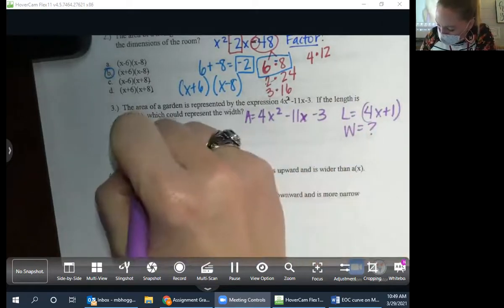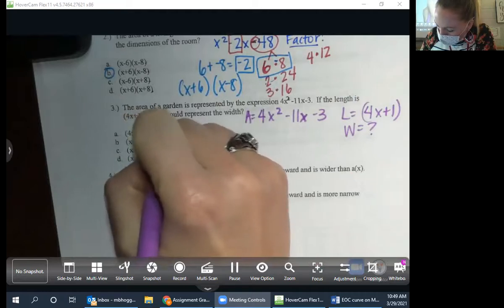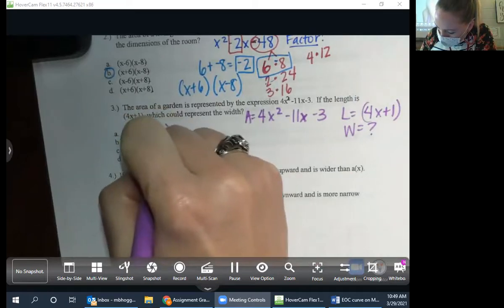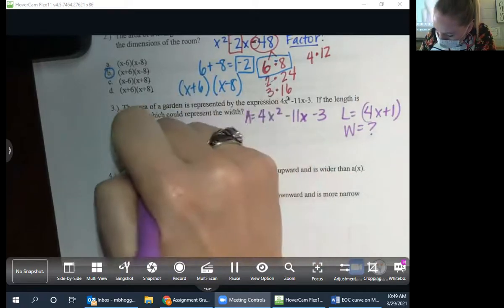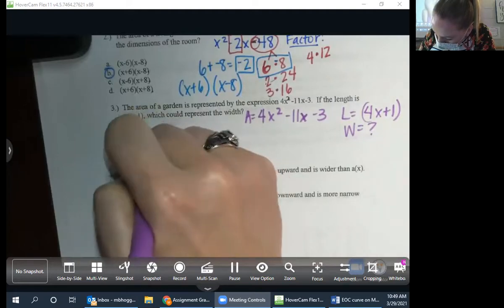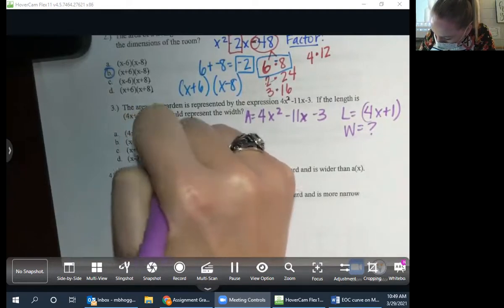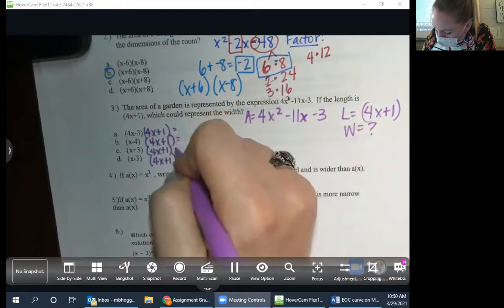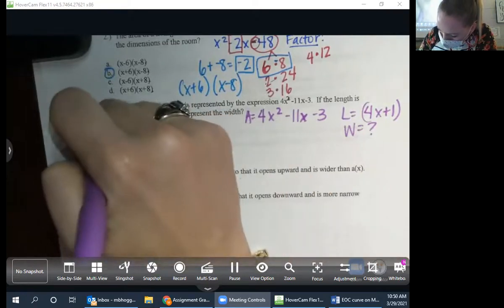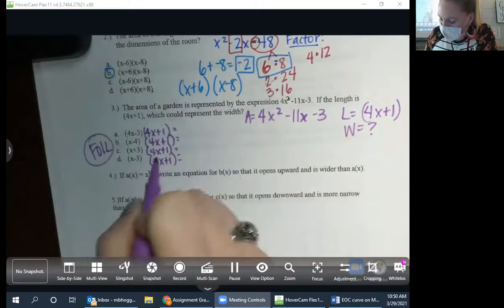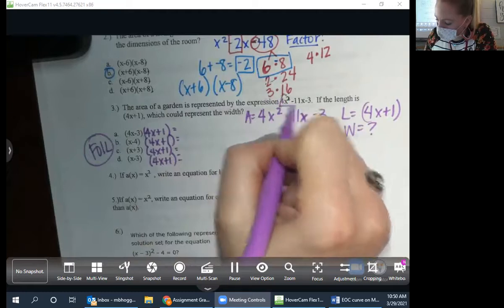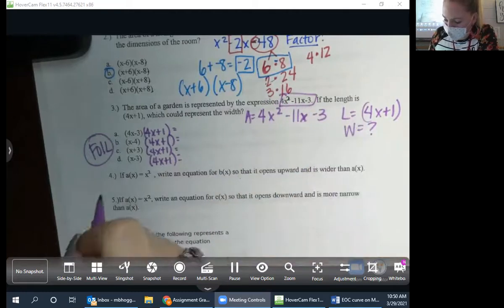So really, I could go in here and multiply each of these answer choices times what they gave us for the length, which is 4x plus 1. I could FOIL all of these choices, and whichever one gave me this answer is going to be the right one.